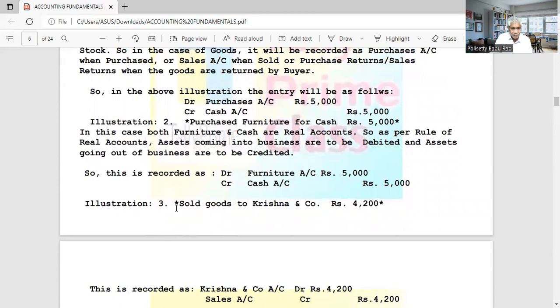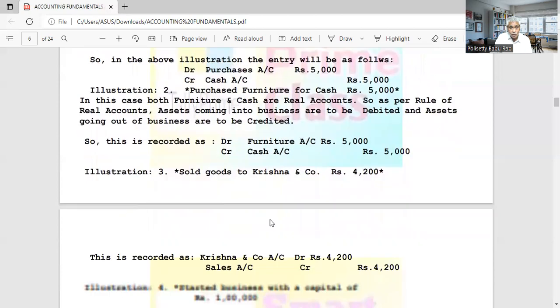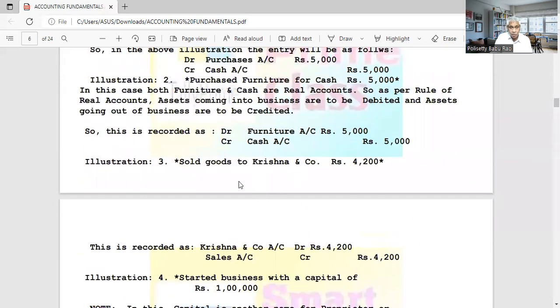Okay, next another illustration. See, sold goods to Krishna and Co. for 4,200. Here, what are the two accounts? Goods is one, and the other is Krishna account. There is no cash here. Goods is one account and Krishna and Co. is one account. Krishna and Co. is a personal account. Goods is a real account.